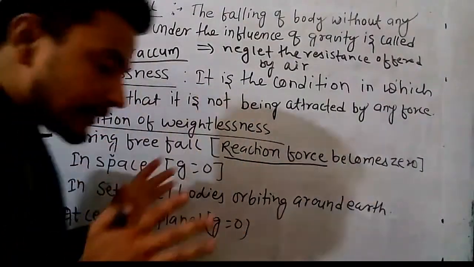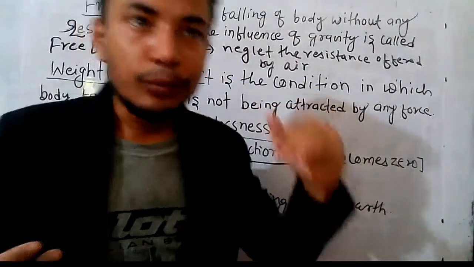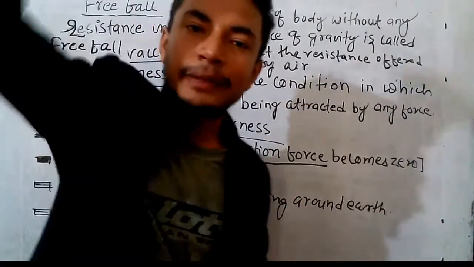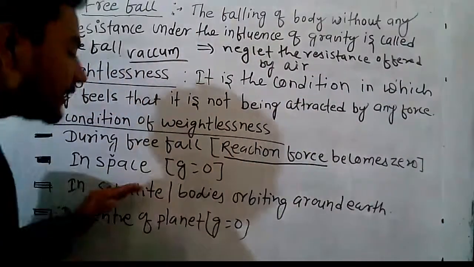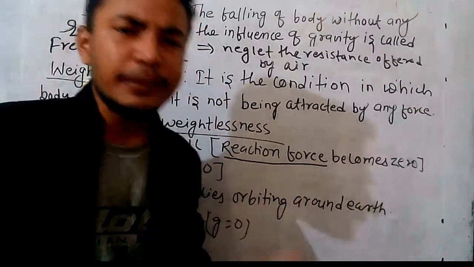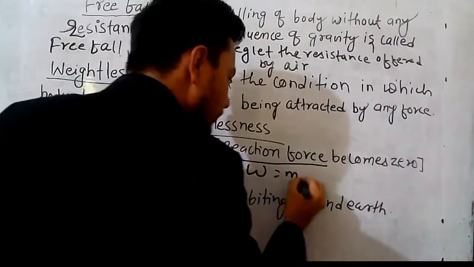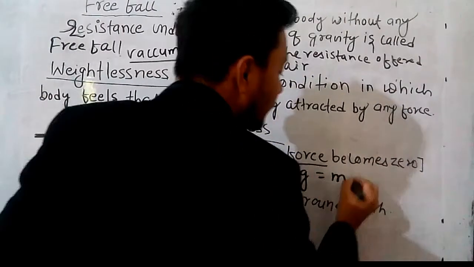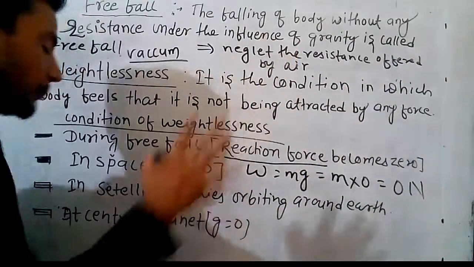Then the second one is in space. Why does the weight of the body become zero in space? You know, when we move upward from the earth's surface, the value of g decreases, and far from the earth the value of small g becomes zero. What is the formula of weight? Weight equals mg. So m into zero, total 0 Newton. So the weight of the body is simply zero.